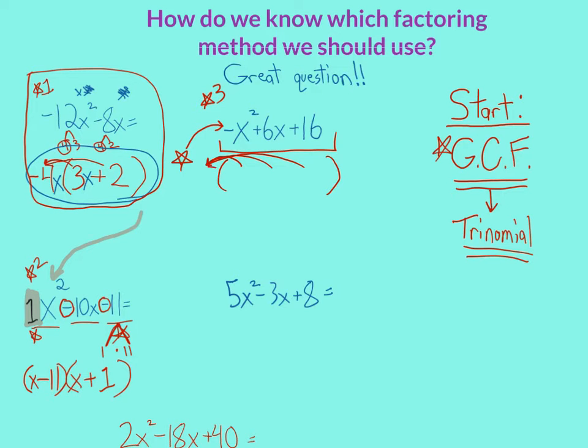So if I just want that negative on the x squared to go away, I could just factor out a negative 1. If you want to think of it as a negative 1, go ahead. If you want to think of it as just taking out the sign, it's just like distributing in reverse. So the negative x squared flips and becomes positive x squared. Plus 6x becomes minus 6x. Plus 16 becomes minus 16.